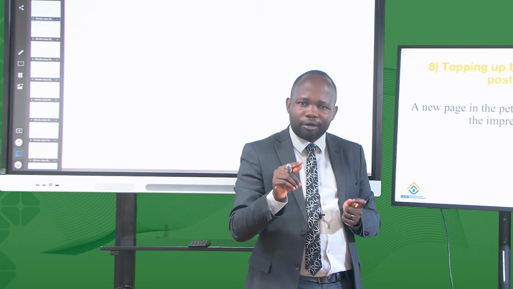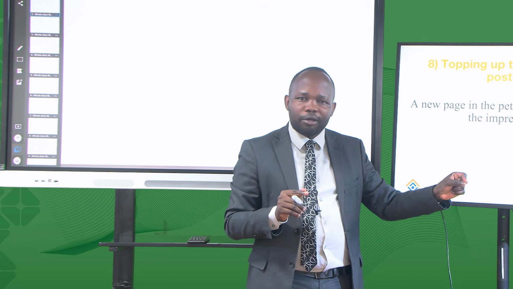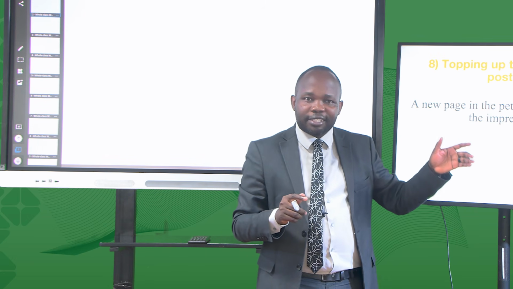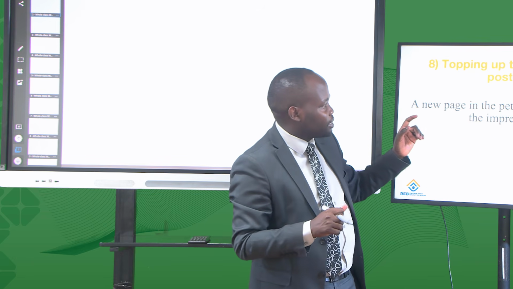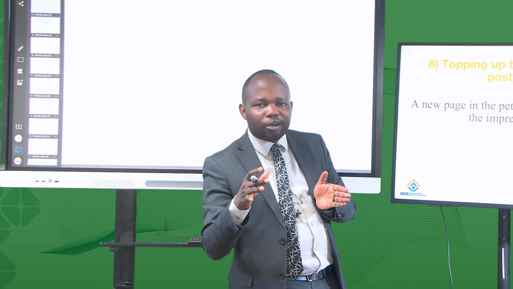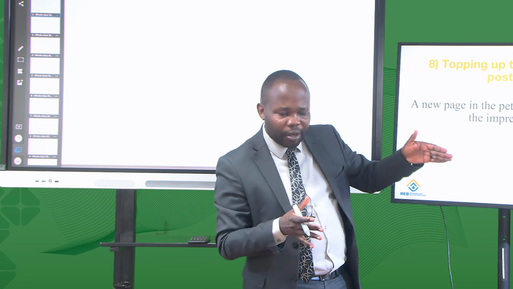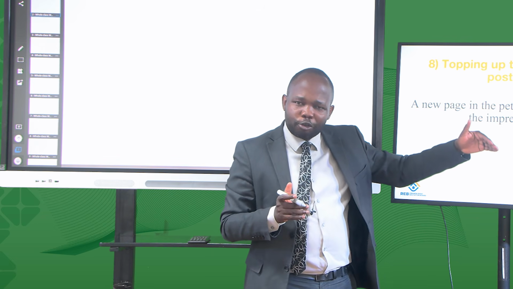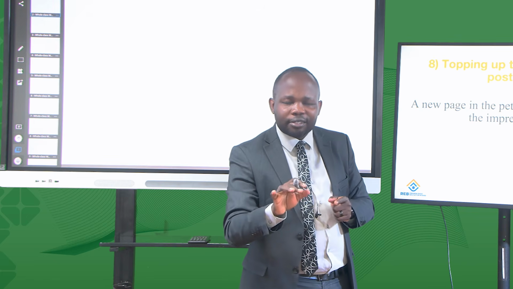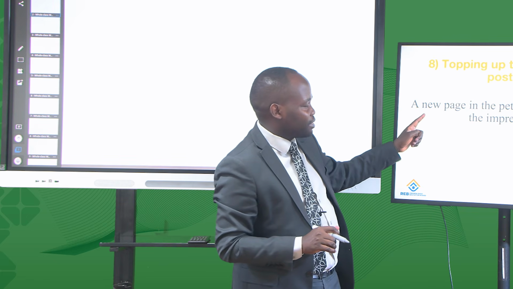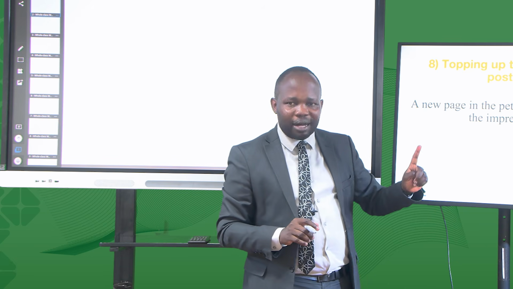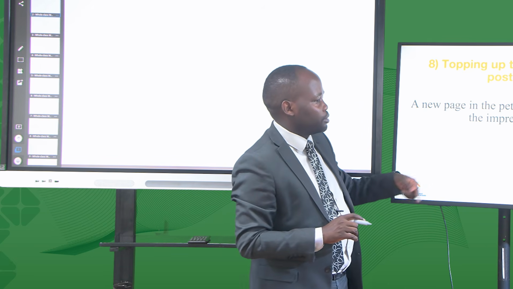We started with 2 million. So we have spent 1.8 million. So we must top up the petty cash by the amount spent, which is supported by receipts and vouchers. So in that case, we must top up an additional 1.8 million so that by the time we are closing the month, we end where we started. We started with 2 million, and when we are closing, we must also have 2 million. So you replace what you have spent during the month. And whenever you are topping up, a new page must be started in the petty cash book.